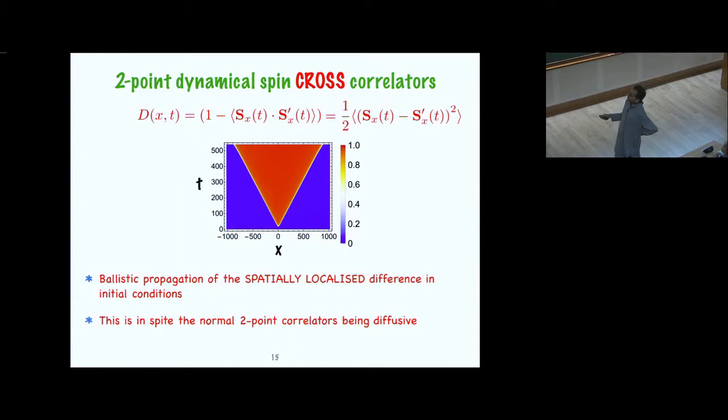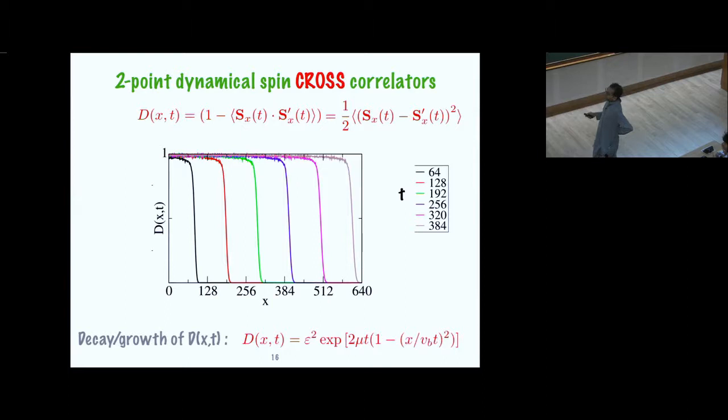In spite of the fact that this two-point correlator was diffusive, a spatially localized difference in initial condition is spreading ballistically, which is measured by this cross correlator. Okay, so that's the central issue of this story.